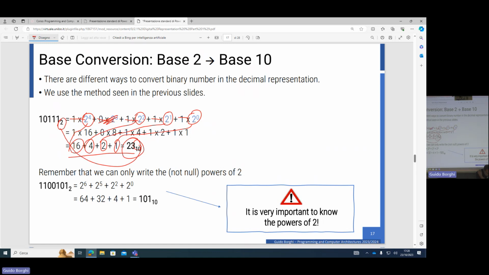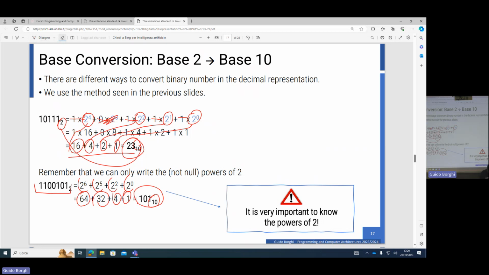Remember that, okay, I already told you that we can omit all the 0s. So if you have this number, you can only write 2 to 0, 2 to 2, 2 to 5, 2 to 6, and so 64 plus 32, 4, 1, and here the final result is 101 in the decimal positional representation. And you can see also the importance of using the subscript, since this number can be, for example, a binary number, can be also an octal number or a hexadecimal number, okay?